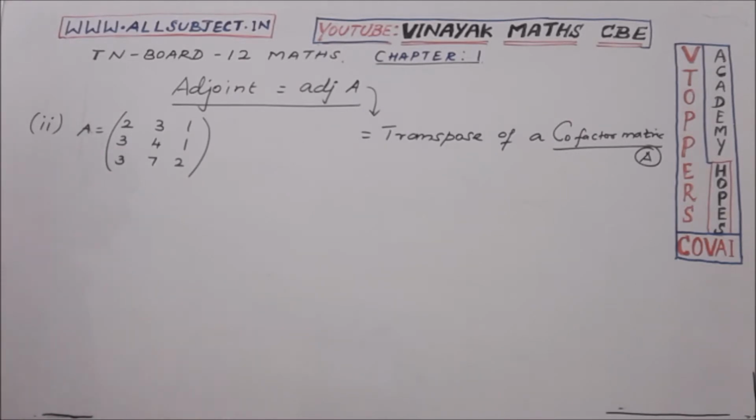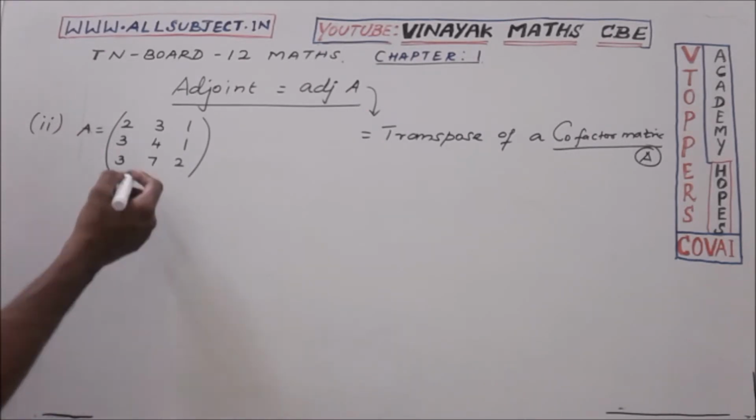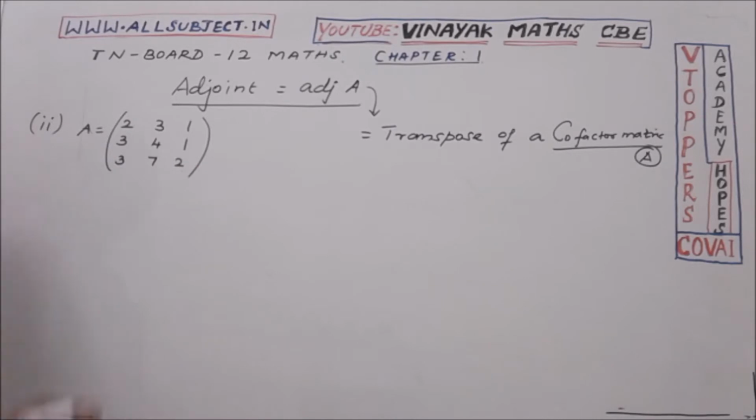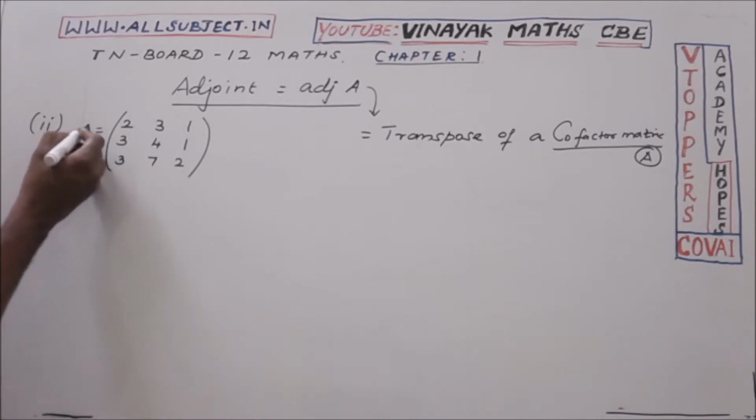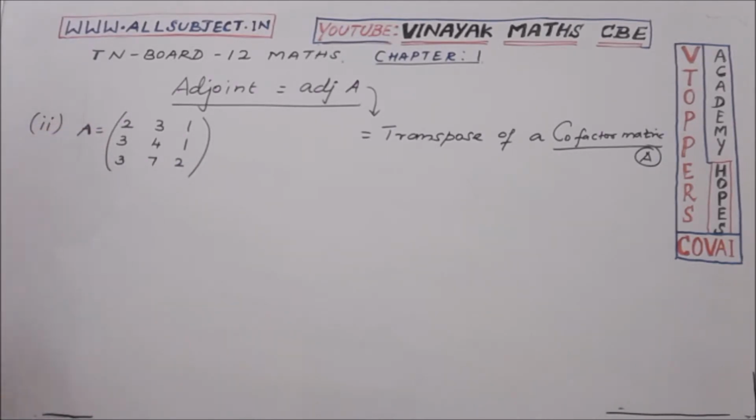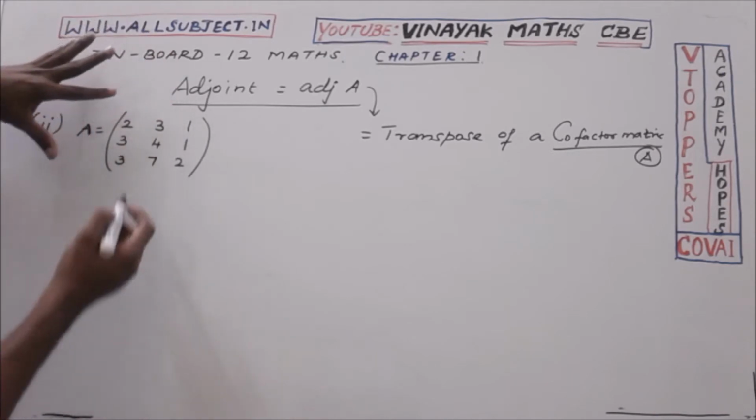A 3 by 3 matrix is given. I have taken a 3 by 3 matrix. That is question number 1, subdivision 2 in our exercise. First of all, we should find its minor values. What is the minor value of 2?